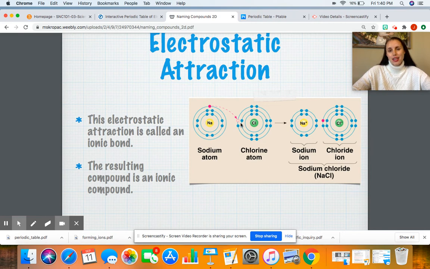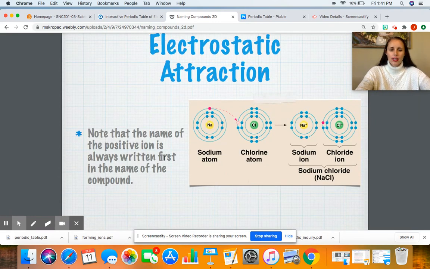That's not in itself what forms the bond. What forms the bond is the fact that we now have a positive and a negative. Those are going to act like magnets and stick to each other. That's what's forming the bond. The attraction between the positive and the negative is our electrostatic attraction, and that's forming your ionic bond.